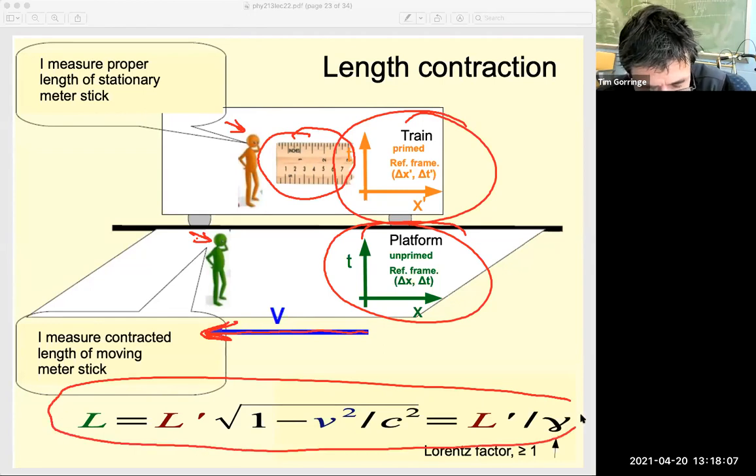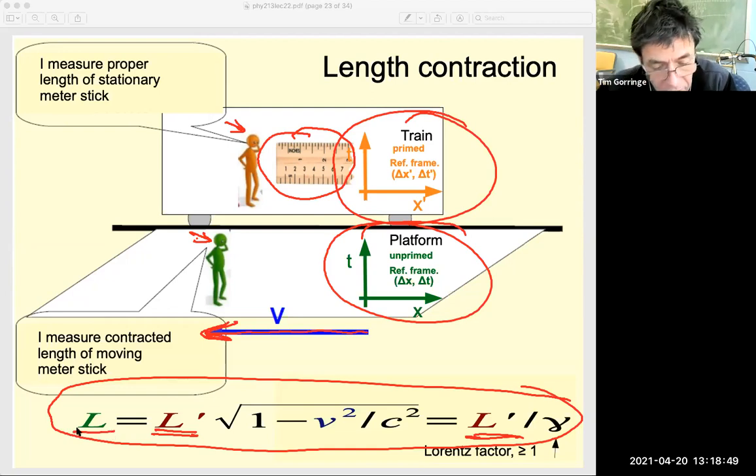The length of the meter stick observed by the train observer here is the proper length because the meter stick's at rest to that observer. The length of the meter stick as observed by the platform observer, that's contracted because that platform observer is seeing the meter stick as moving. And the relationship between the two is this equation here at the bottom. So now the L primes are the lengths as measured by the train observer, in the primed reference frame where the meter stick is at rest, and those are the proper length.